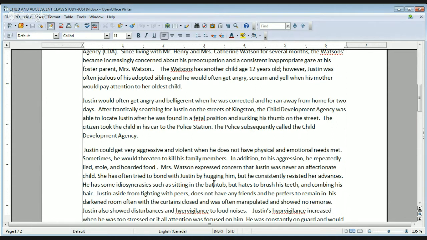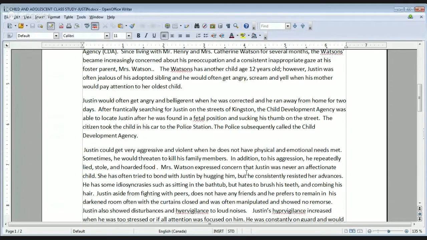Okay, so let's look then at what I'd call the other collateral information in the case. The Watsons had another child, age 12 years old. Justin was often jealous of his adopted siblings, and he would get angry, scream, and yell when his mother would pay attention to her oldest child. You also ask the question when you hear this information, this is a narrative you're hearing from the guardian: is this normal behavior?